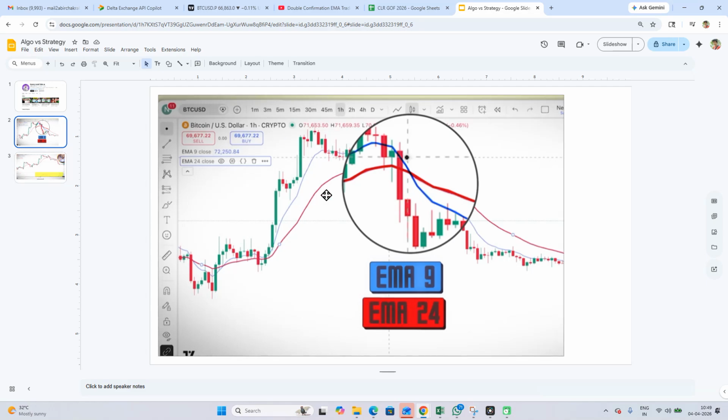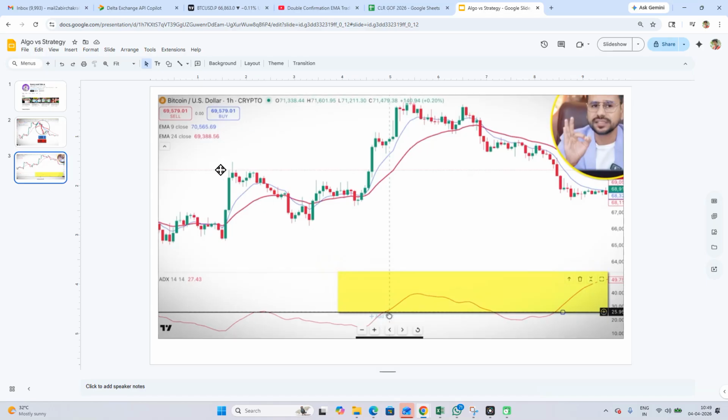But apart from this EMA cross, he added another thing, an indicator named ADX. The default setting is 14 and 14, and this gives an idea of how strong the trend is. If it is more than 25, it is a sign of a strong trend, and it should be greater than 25 for both directions, bullish and bearish.